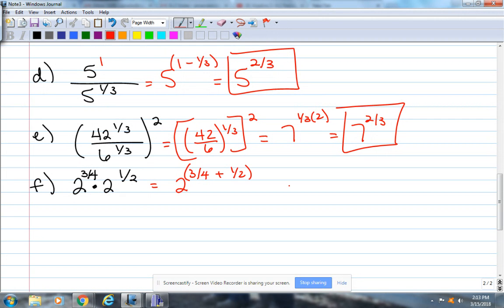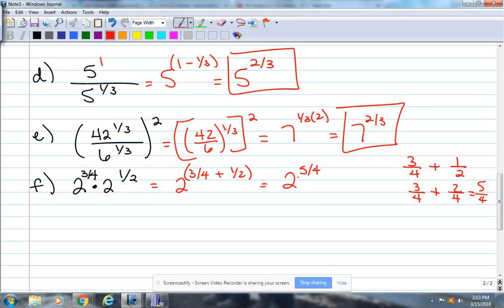I would come over to the side and work on that somewhere. 3/4 plus 1/2. What's my common denominator? 4. So 1/2 is the same thing as what over 4? 2 over 4. So 3 over 4 plus 2 over 4 equals 5 over 4. So the answer is 2 to the 5 over 4.